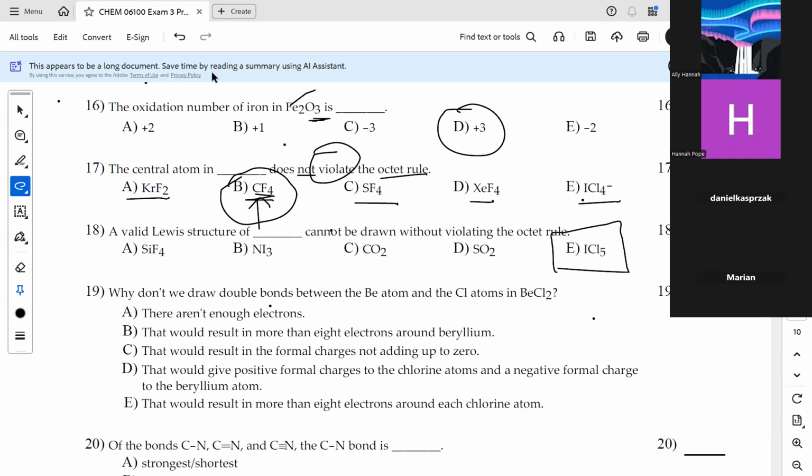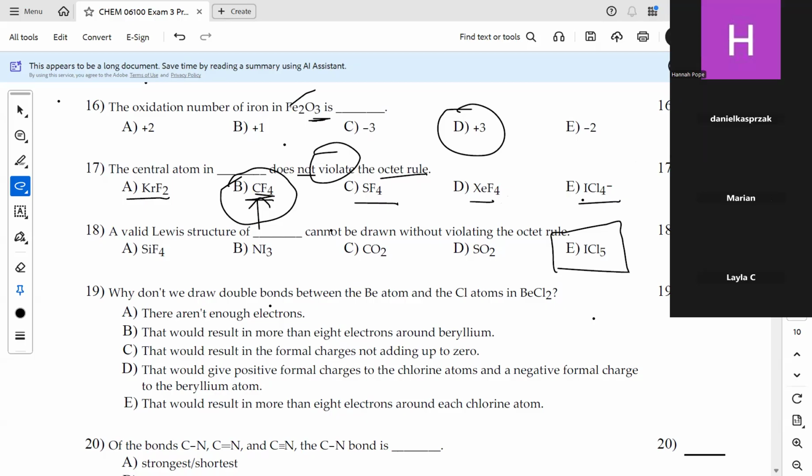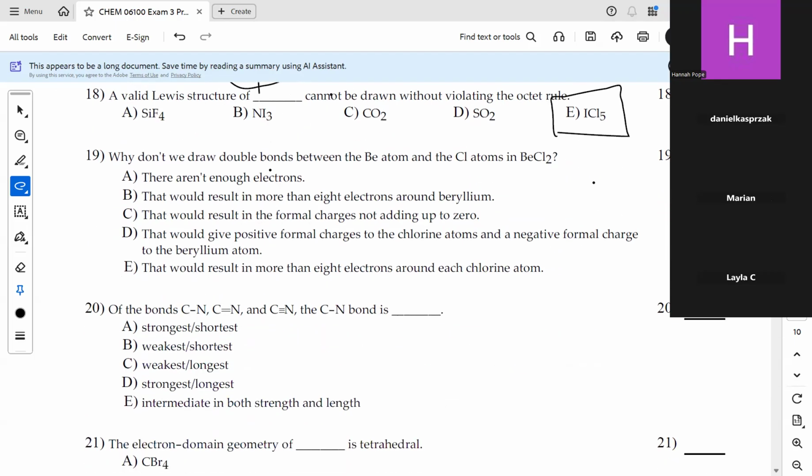All right. Any questions about octet rule violations, things like that? Period 2, so carbon, nitrogen, oxygen, none of those can do the expanded octet. Can you explain 17 again, please? Oh, yeah. Let's see here.